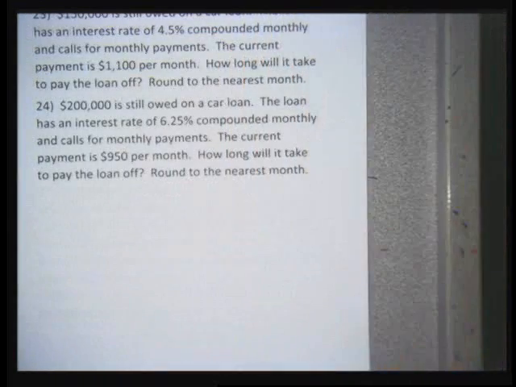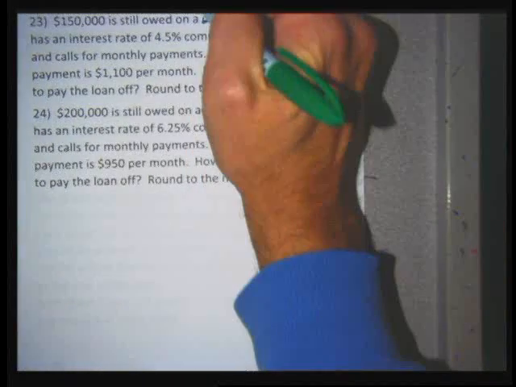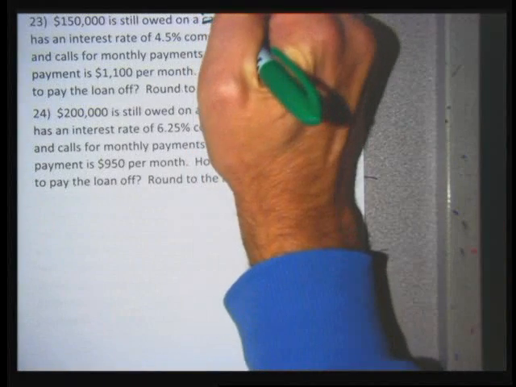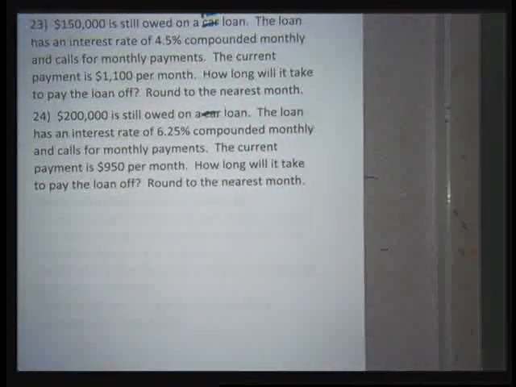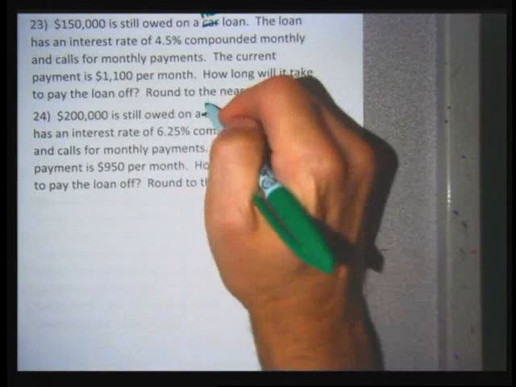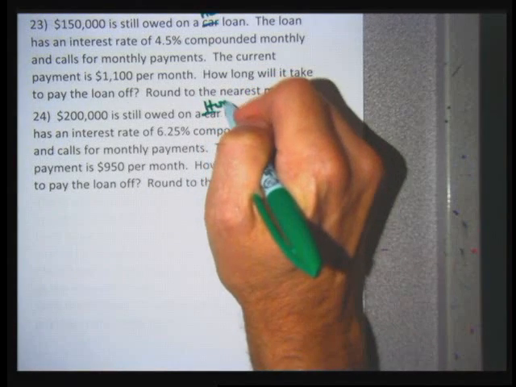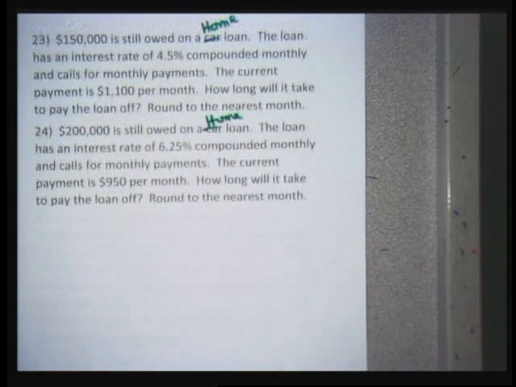Last one is this should be an awesome car. This should be home loan, I imagine, unless you're driving some Maybach or something insane. So for my problem, same problem. It doesn't matter if it's a car or a house loan. The computation's the same. If you know how much you owe and what your payment's going to be, you can figure out how much longer it's going to take to pay off.